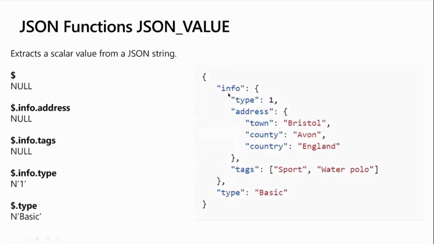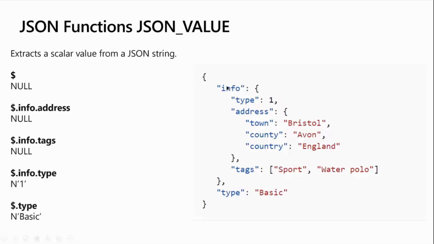This is just taking a look at a simpler value. In this case, I could go in here and get scalar values. Address isn't a scalar value, and tags is not a scalar value. Address is actually an object because it contains other properties such as town, county, and country, and tags contains an array. Those would be returned as null values. However, info.type is a scalar value, so we have type:1, that'll return 1.